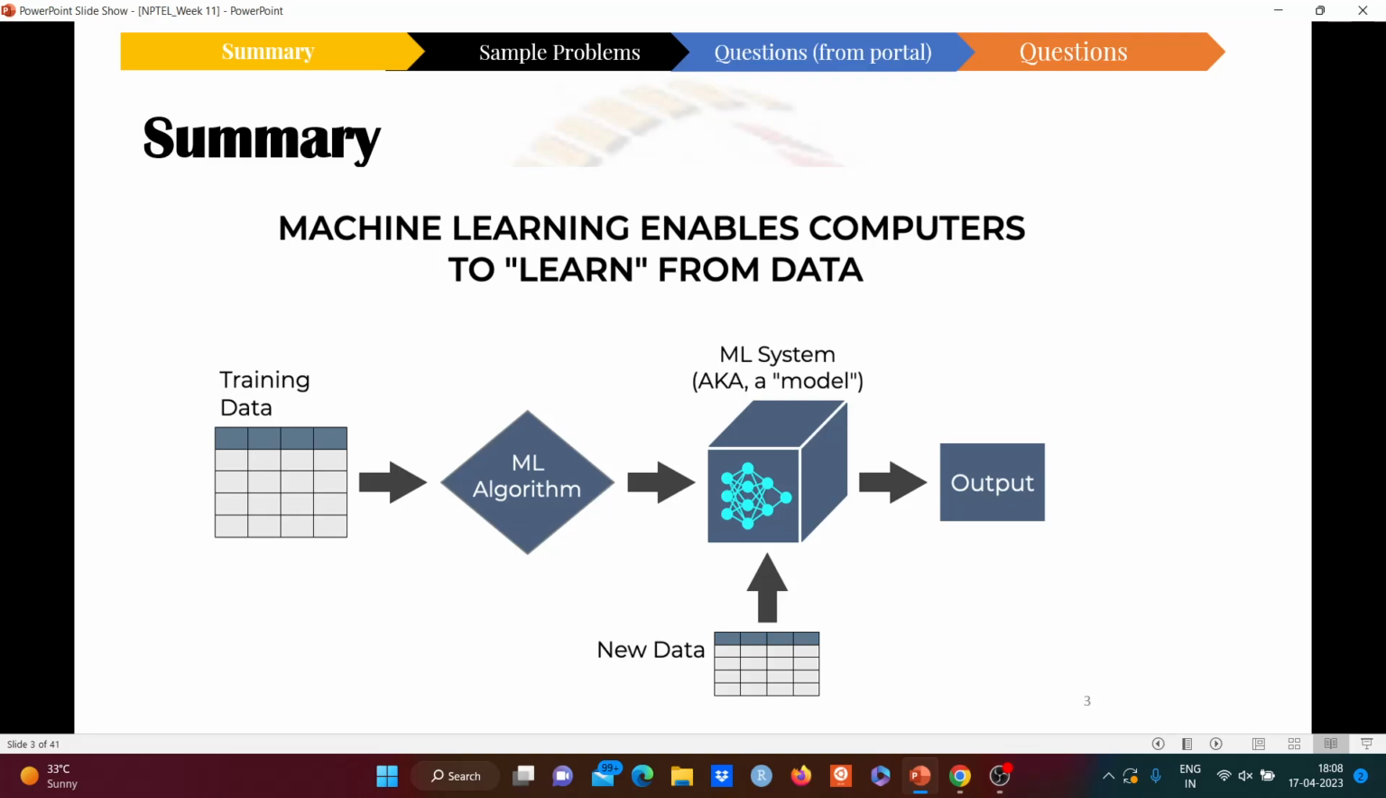So to summarize the introduction, machine learning is a powerful tool that enables computers to learn from data and make predictions or decisions based on that learning. It has many applications in areas such as natural language processing, image recognition, speech recognition, and autonomous vehicles, among others.